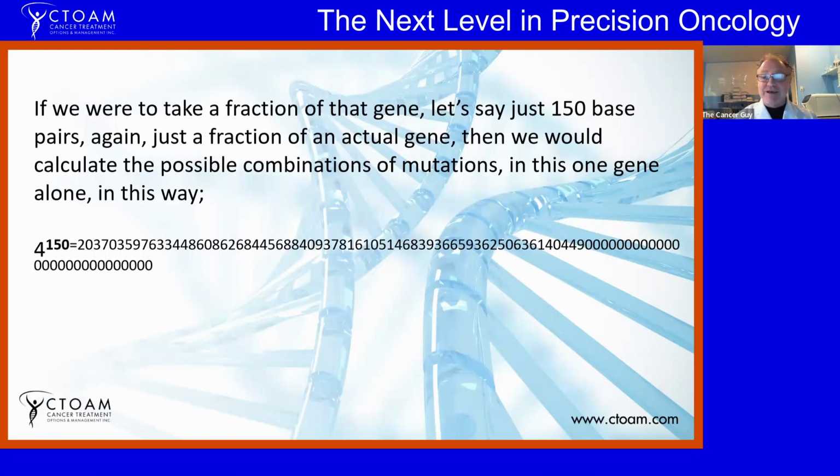Let's just say we take 150 base pairs of this dystrophin gene, a tiny, tiny fraction of this gene. And we want to calculate how many mutations can occur in 150 base pairs. Then we would do 4, which is the number of different possible bases at that position, to the power of 150. And you can see the number that gives you. It's massively huge. This number is significantly larger than all of the atoms based on hydrogen in the visible universe.